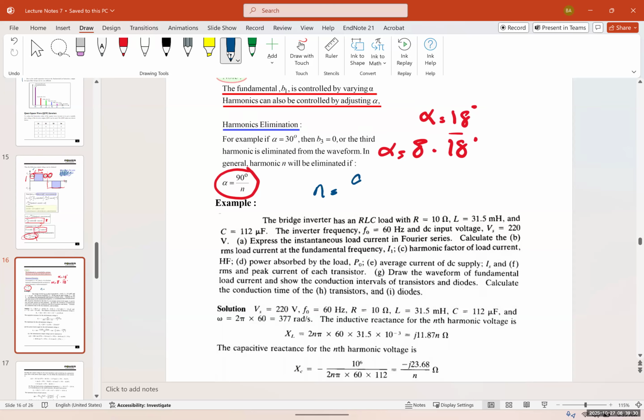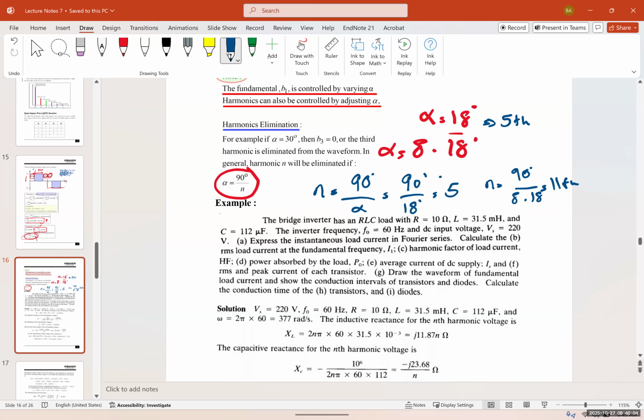So n would be equal to 90 degrees over alpha. For the first one, it's going to be 90 degrees over 18 degrees, which gives us 5. So if it's 18 degrees, then the fifth harmonic would be eliminated. But we will still have the third harmonic. What about if it's 8.18? n is 90 degrees over 8.18. It's going to be the 11th harmonic.